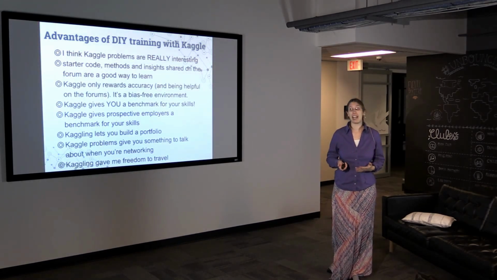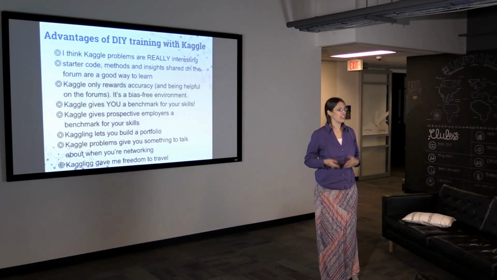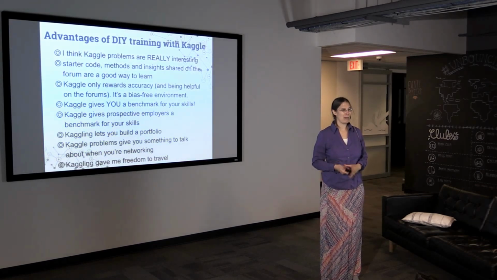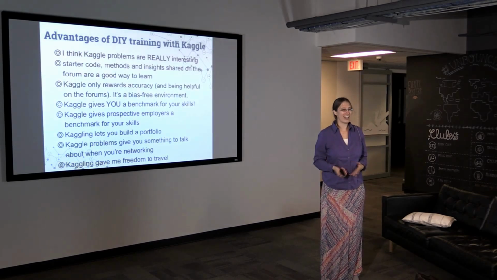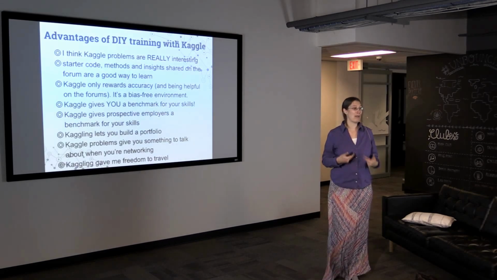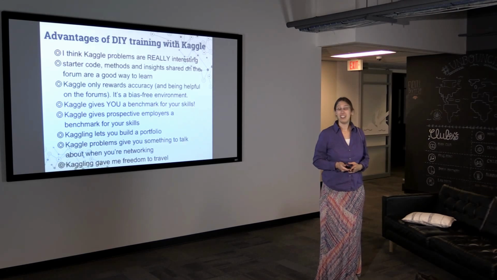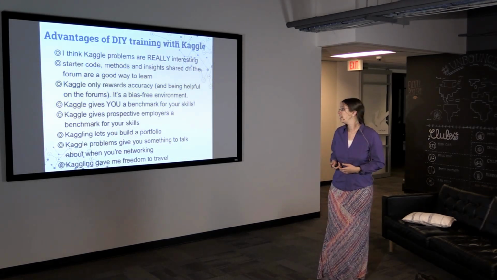Because Kaggle only rewards accuracy, and to some extent being helpful in the forums, it's a no-bias environment. I can be out there with my little icon, which is a duck, and people will not know that I'm female. Obviously, I'm standing here, so I'm female. But when you're on the internet, you can be totally anonymous, and I really appreciated that. It gave me a lot of confidence to know that people were only responding to my ideas. Kaggle gives you a benchmark for your skills, and it also gives a potential employer a benchmark for your skills. I think a lot of confidence comes from knowing how you're performing relative to other people.